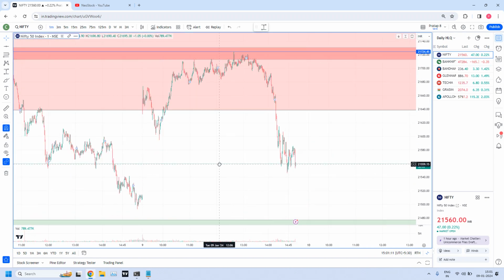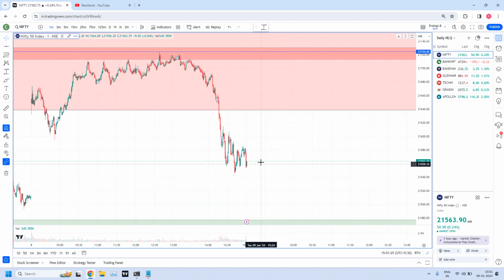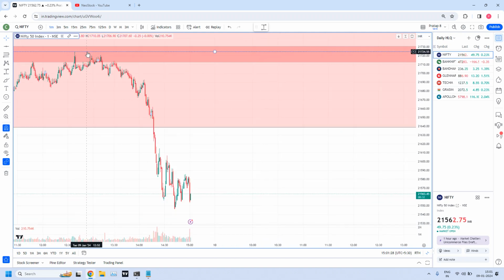See the push from here. At what time did it reach? 12:38. And now we are still in the live market at 3 o'clock, 1 minute. How many points came down from here? What is the value here? 21,724. Now 21,564. So how many points are down?